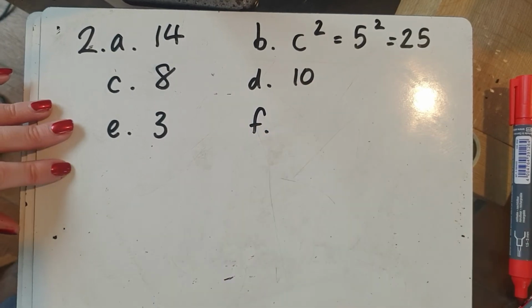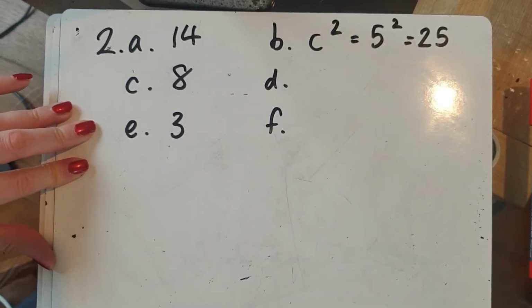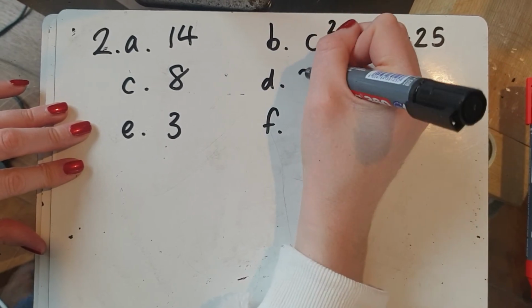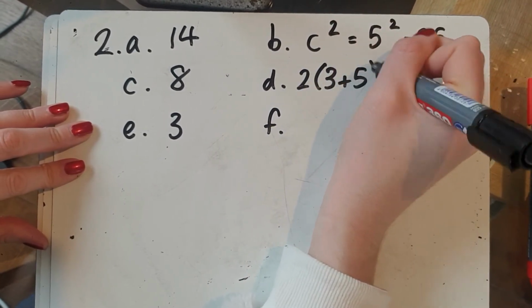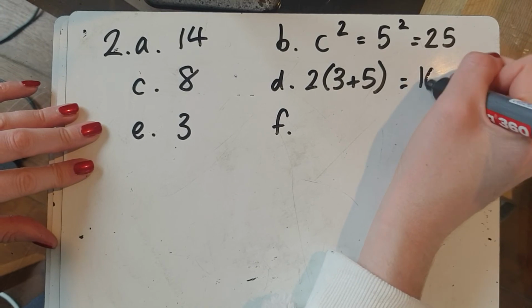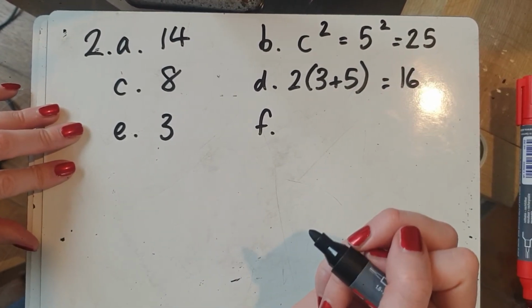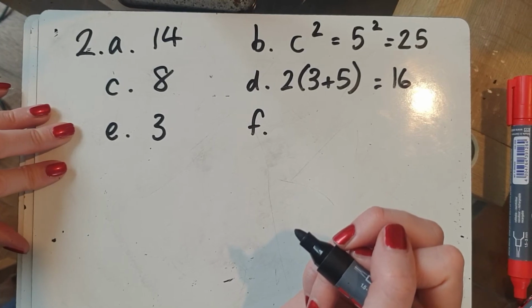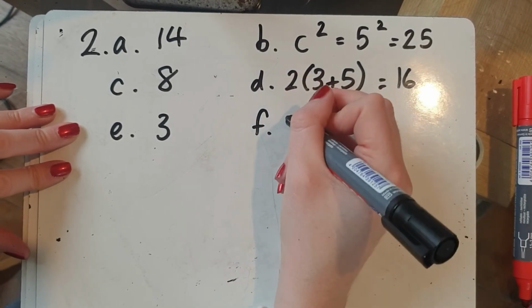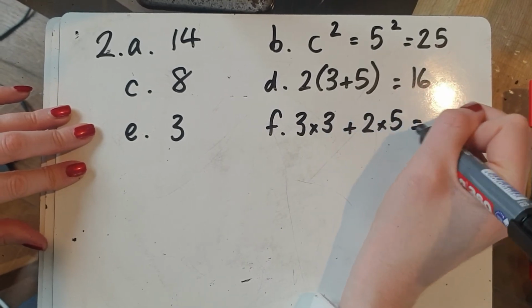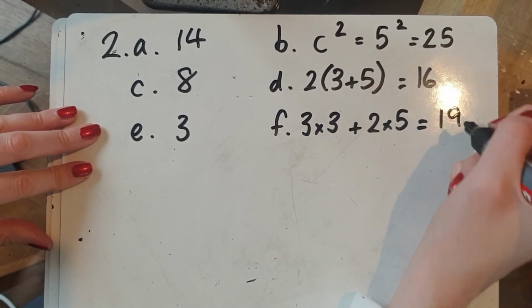Oh, sorry, part D, I've got that completely wrong, haven't I? It was 2 into times a plus c, not a plus b. So it should be 2, 3 plus 5. So it should be 2 times 8, which is 16. How embarrassing. Okay, so for part F, you've got 3a plus 2c. So you've got 3 times 3 plus 2 times 5. So that's 9 plus 10 is 19.